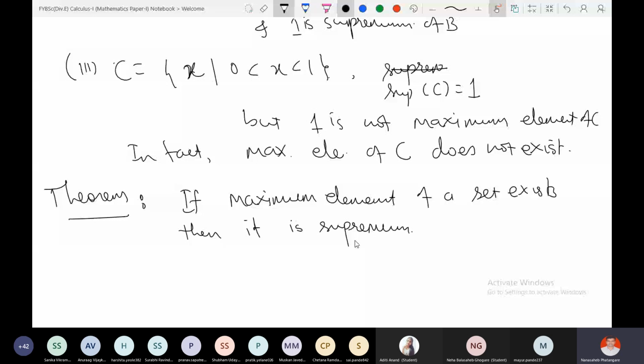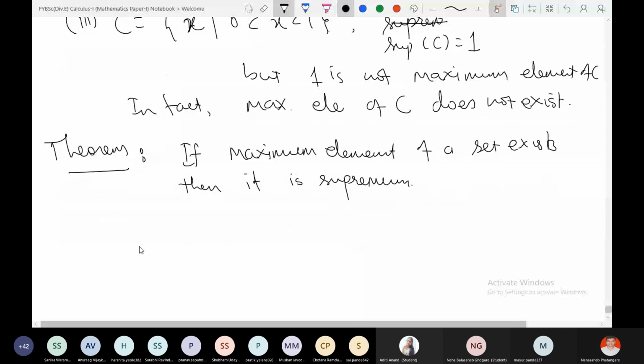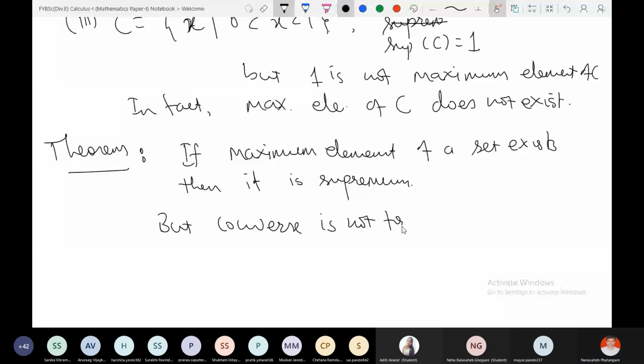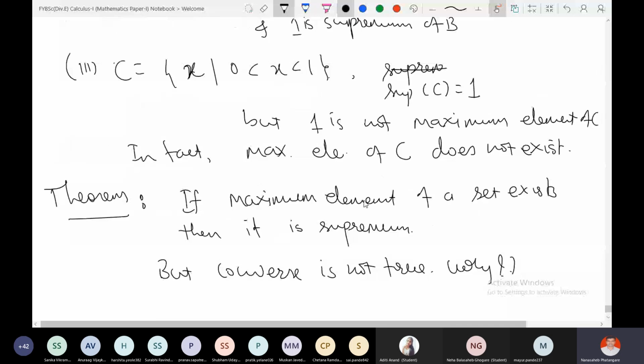Is the converse true? No, sir, the converse is not true. So you should write down the proof of this. This is a very simple theorem, and you should write down the proof now.